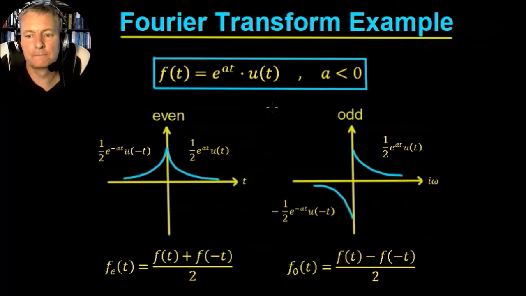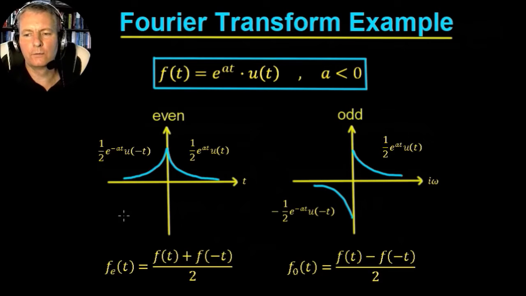And then we'll just find the Fourier transform of this and make a comparison to see they are in fact the same. So we can work out the even and odd components of this function as we've seen before. The even component is given by f of t plus f of minus t upon 2. So that gives us on the left hand side a half e to the minus at times u of minus t, and on the right side it's a half e to the at times u of t. And the odd component is going to give us a half e to the at u of t and minus a half e to the minus at u of minus t. So you can add these up and see that you get back to this function here.